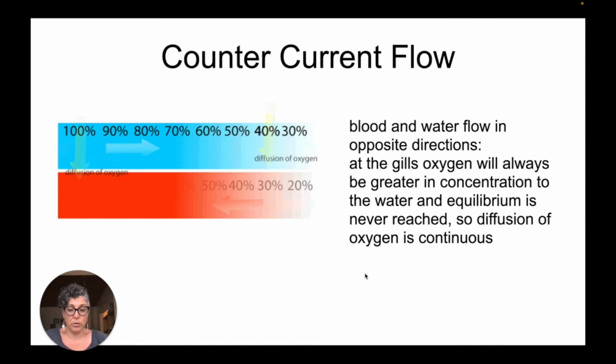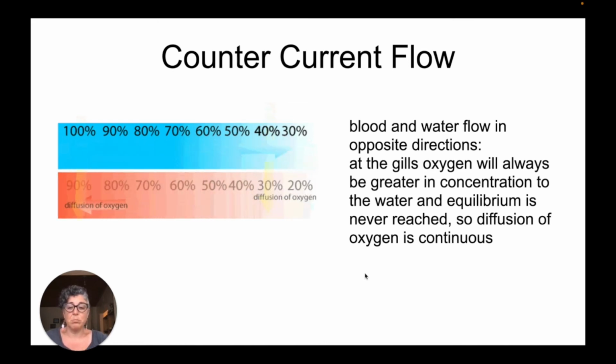That is the water through the gills and then the blood in those gill capillaries. So what's going to happen is that the oxygen in the water, because of this countercurrent flow, the oxygen will always be higher in the water itself outside the gills, and equilibrium will never be reached. So therefore diffusion of oxygen will be continuous.